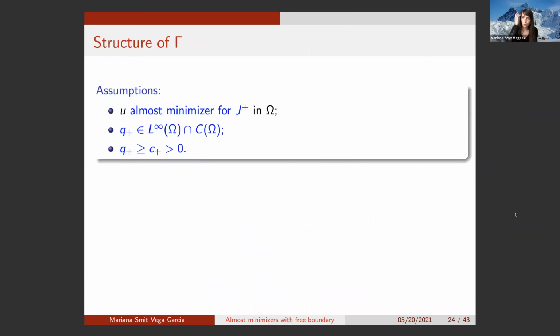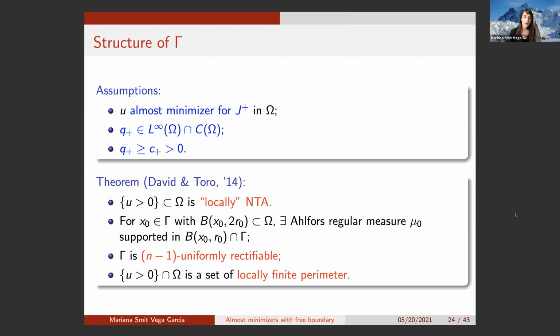With respect to the structure of the free boundary, again, talking about the one phase case first, and assuming that the function q plus is continuous and bounded away from zero, they were able to show that the positivity set is locally non-tangentially accessible. So here you have to satisfy a corkscrew condition on the set and on the complement, and also a Harnack chain condition. They were also able to show that there is an Alfors regular measure that is supported on the free boundary, here in a small region of the free boundary. The free boundary is n-1 uniformly rectifiable, and the positivity set is locally of finite perimeter.